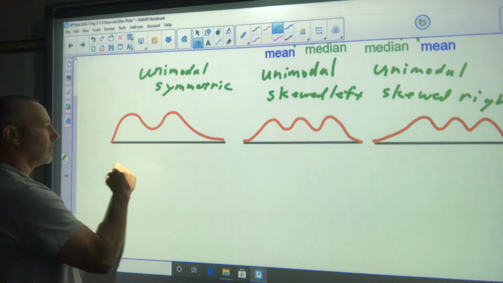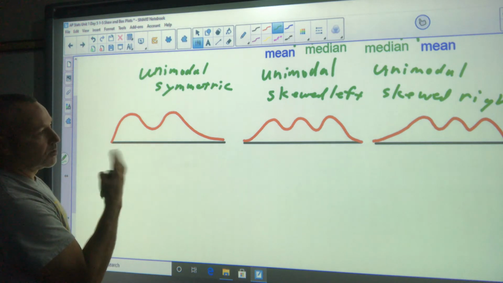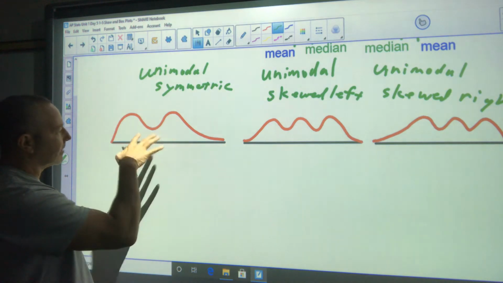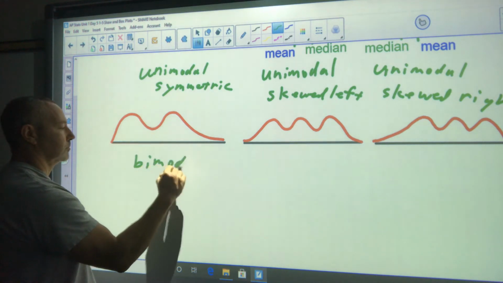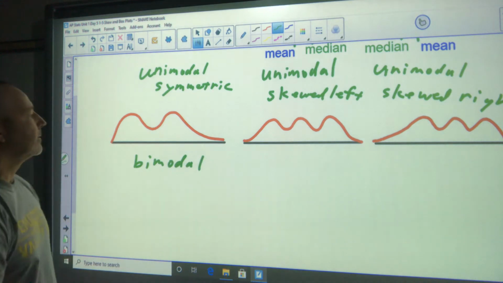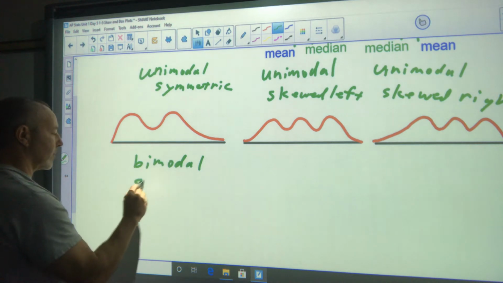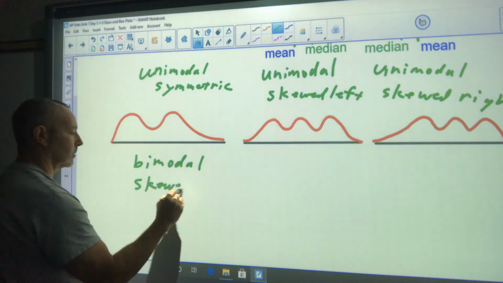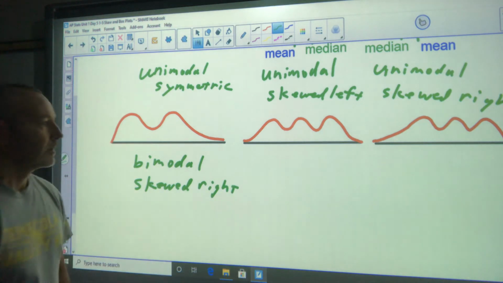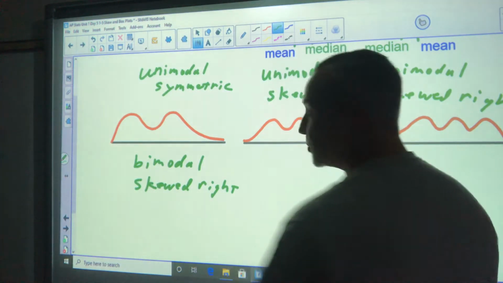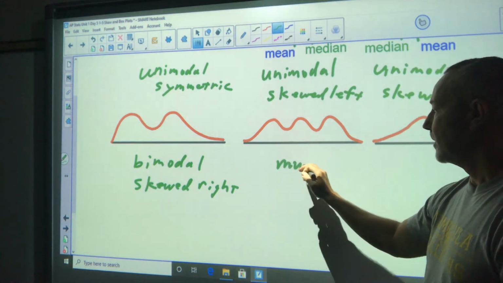Okay, coming down here. This is multimodal, or bimodal, or unimodal. None of these are one hump, so this has two, so that would be bimodal. And then these look pretty symmetric here, but it's stretched out there on the right. I would say it's skewed to the right. Okay, both these have more than two bumps, so we call them multimodal. Anything more than two.